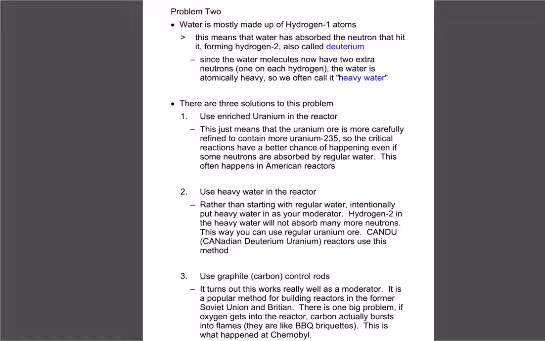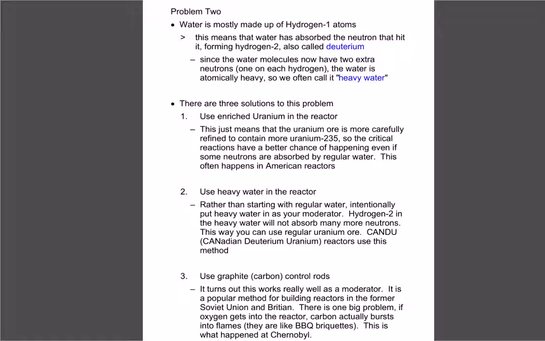And the problem with heavy water is it can be toxic, so if we just dump that back into a river or whatever, it causes some environmental problems. So then the issue is, if we have heavy water, then what do we do with it afterwards? So there are three main solutions that solve this issue.